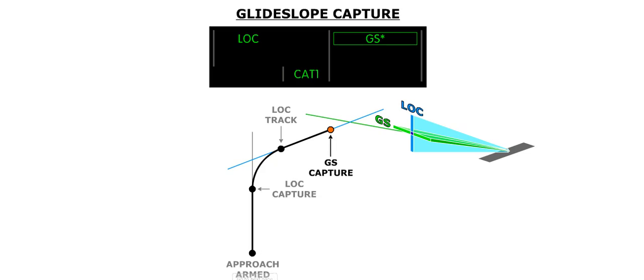Once the glide slope is captured, the green boxed GS label is displayed in row 1 of column 3. The asterisk indicates that the mode is capturing. Tracking of the glide slope by the AFCS is indicated by the removal of the asterisk.